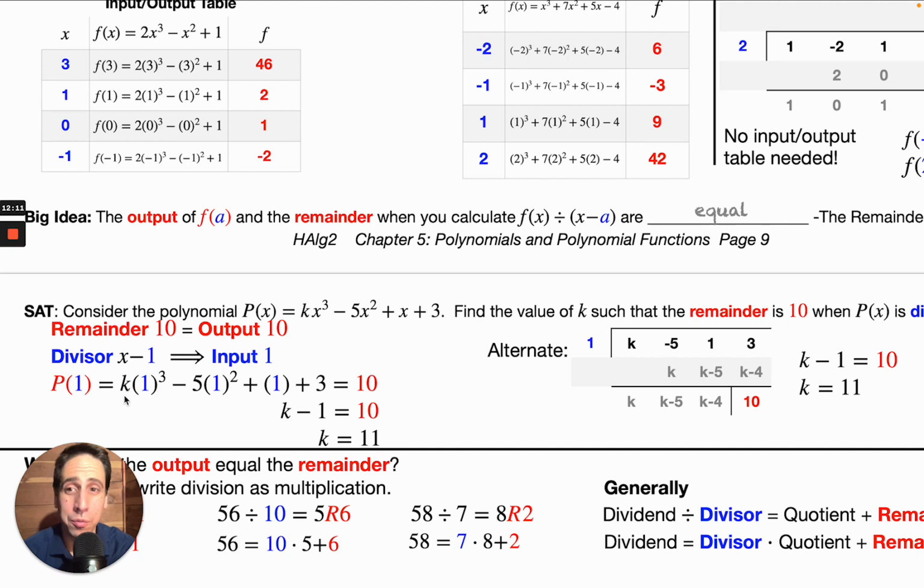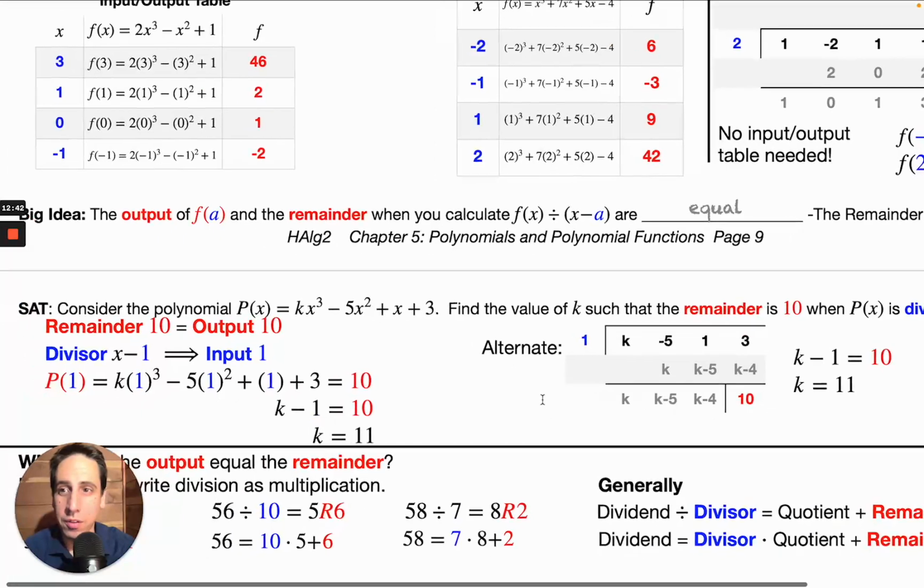And lo and behold, we arrive at an equation that's not too difficult to solve. We can just simplify all these numbers, especially because the input is 1. It becomes k minus 1 is equal to 10, and then k is equal to 11. So going from here to here requires knowledge of the remainder theorem. But if you can do that, then actually solving this, the mechanics of solving this is not too hard.